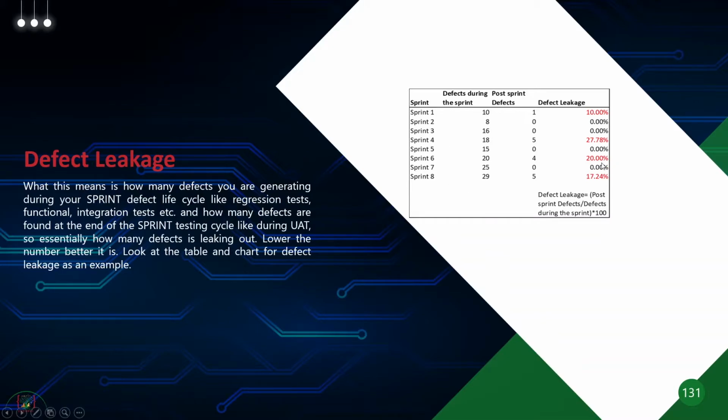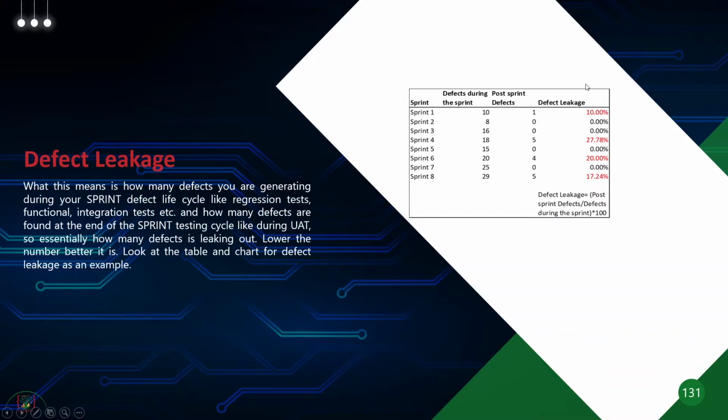If I look at this table here, for every sprint, I can see how many defects were found during the sprint, and there is a defect leakage. For instance, in sprint 1, there was one defect found after the sprint closed. In sprint 4, there was a big defect leakage. There were 5 defects found after the sprint closed. In sprint 6, there were 4 defects found, and in sprint 8, there were 5 defects found. So again, defect leakage is not good. The lower the number, the better.